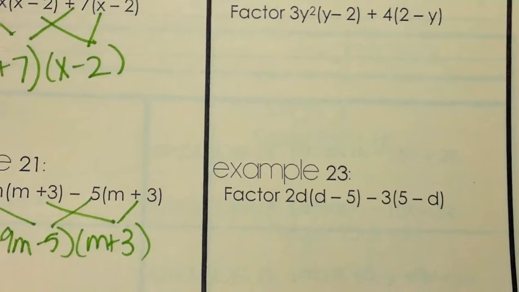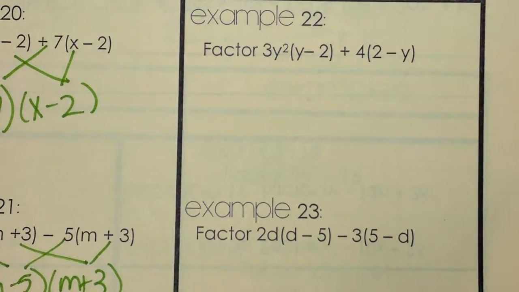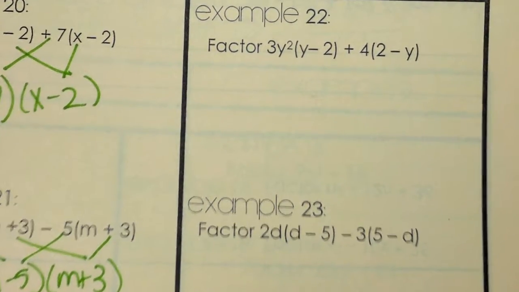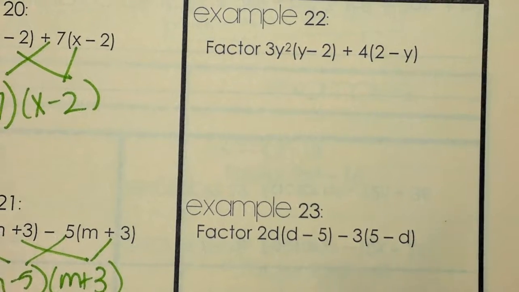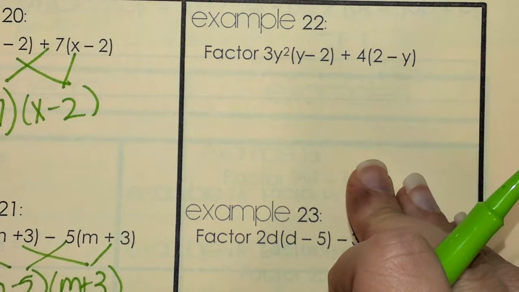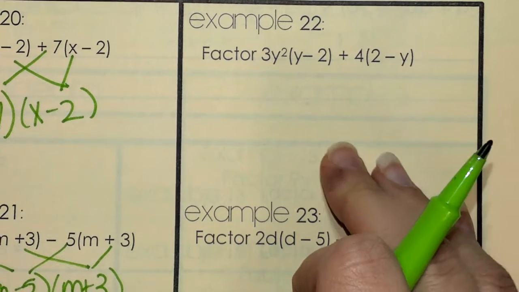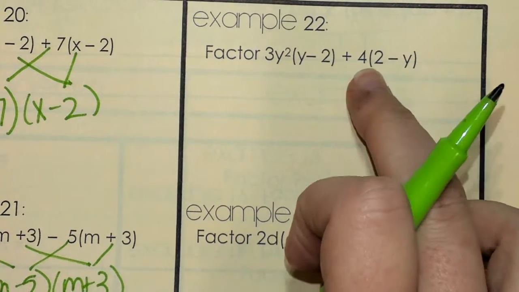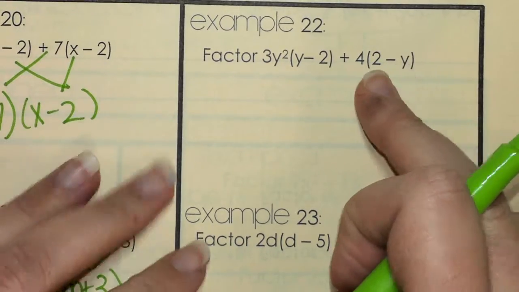All right, now let's look at example 22. What is different about 22? Yes, the parentheses aren't the same. The parentheses are not the same, but they're in different order, correct? So we don't have y minus 2, and we need y minus 2.